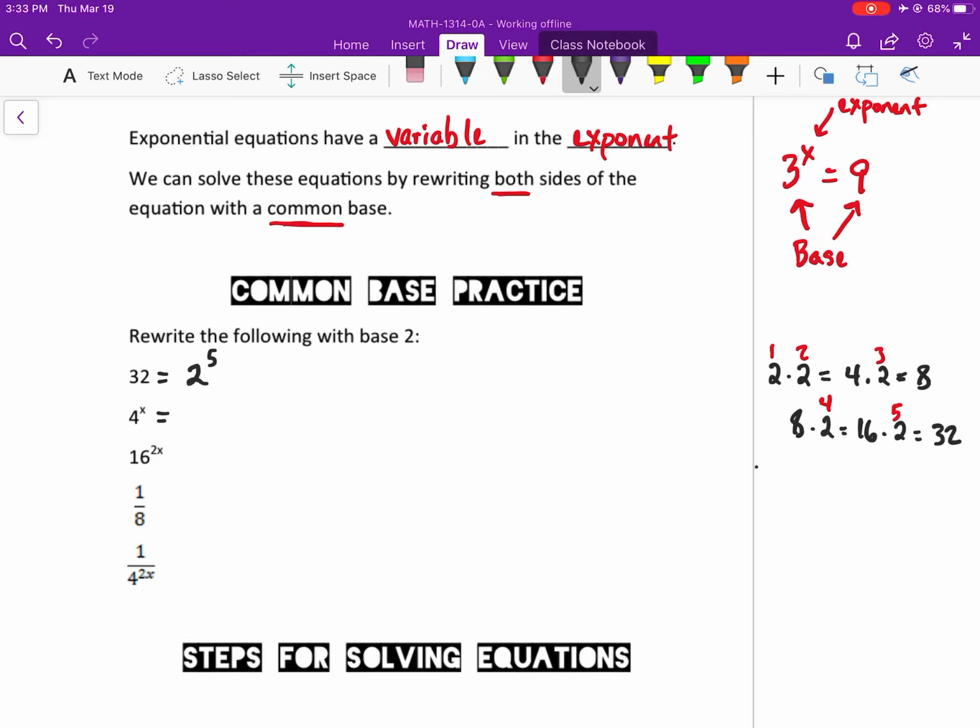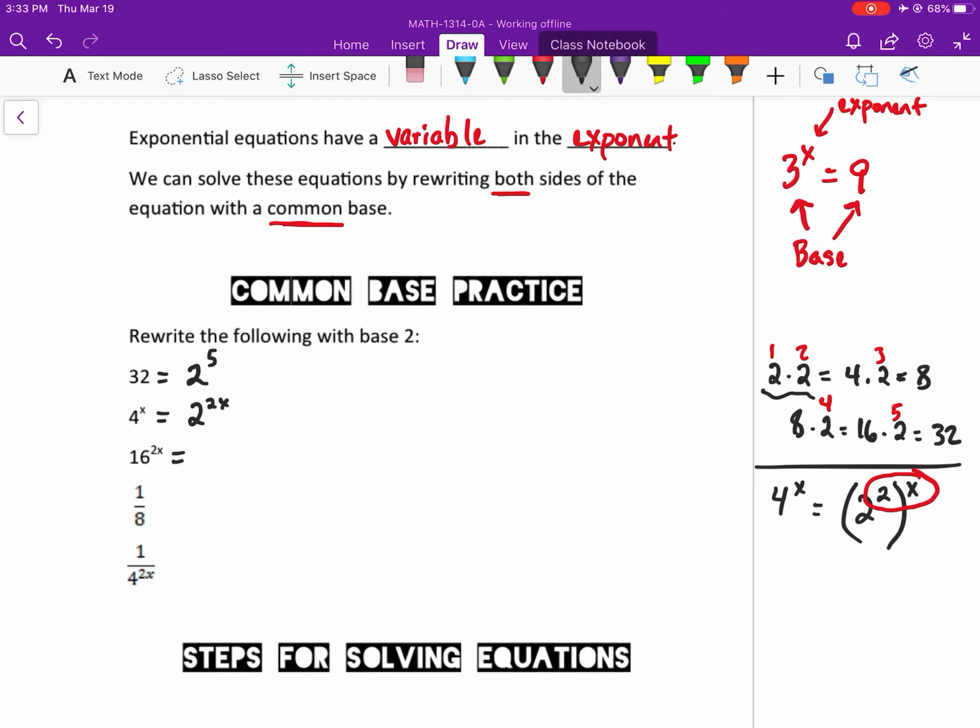Alright, next one. 4 to the x power. Okay, so we're talking about 4 to the x power. 2 to the what power is 4? Well, that's 2 squared. Because again, if I look up here, what we did up here above, 2 times 2 is 4. So 2 squared is 4. But let's not forget about that x. Okay. And so when we have a power taken to a power, we have to multiply those. Alright, so we get an answer of here, 2 to the power of 2x. Okay, I'm just going to put those together, 2 times x.